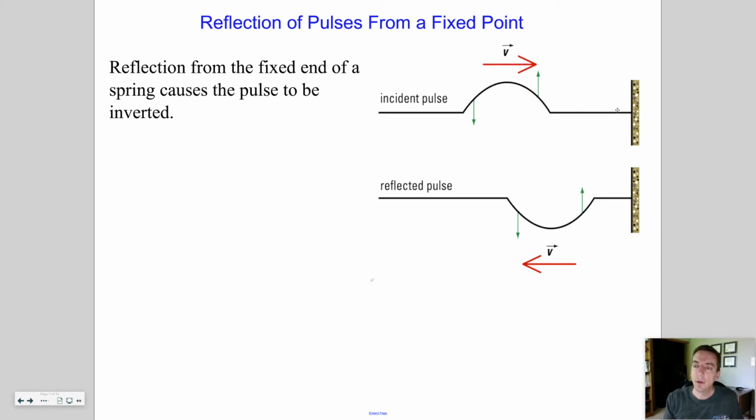So when the wave, in this case the pulse, reflects from the fixed point, notice what happens. It undergoes what is called a phase shift, and it's some terminology that we don't really need to focus on in Physics 20, but essentially it becomes inverted. You have a crest becoming a trough. So the wave changes upon reflection.